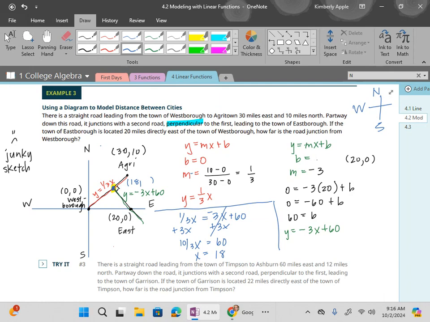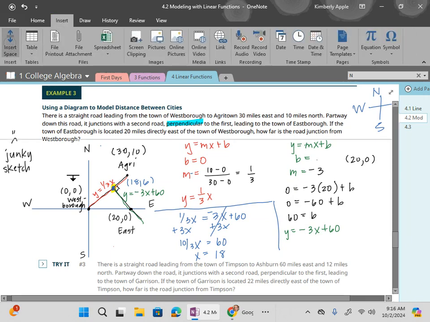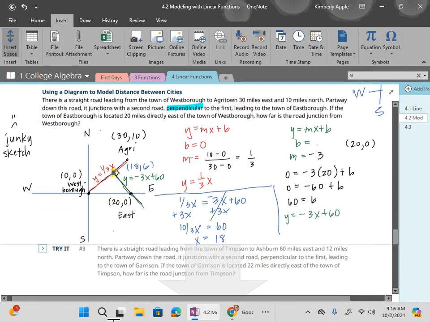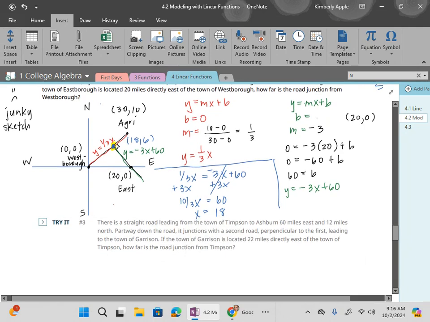It's easier. I just picked it because it was easier. That's it. So we'll plug that back in. 1/3 of 18 is going to give me 6. Okay, well, we're almost there now. Not quite. We've done a lot, but we know where it is. We just don't know how far. Right? Because the question is how far.